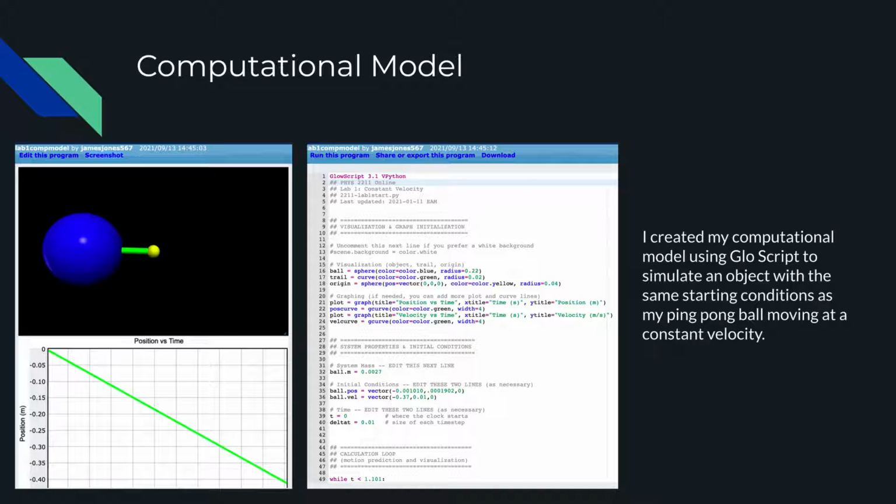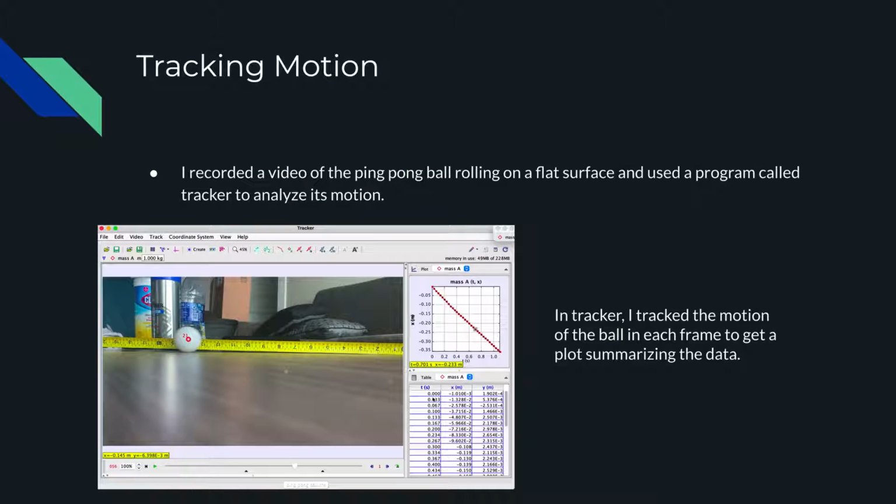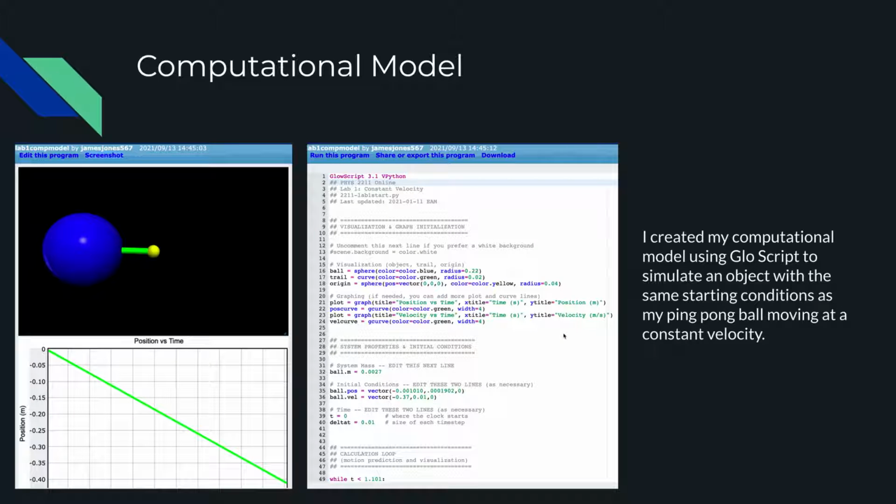For the computational model, I used a program called GlowScript to simulate an object with the same starting conditions as my ping pong ball in Tracker, moving at a constant velocity. As you can see, we have the mass of a standard ping pong ball input here, and we also have the initial position and the initial velocity, which we got from Tracker by taking the change in position from the first two frames divided by the change in time. And then we use that as our initial velocity in this system.